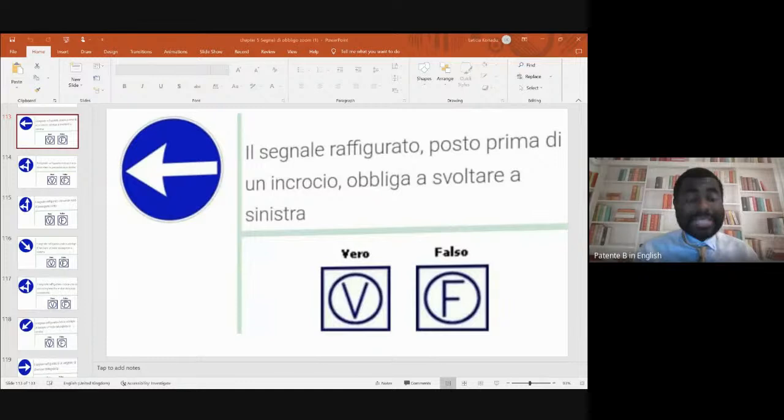And indeed, the answer to this question is true. So, il segnale raffigurato. So, this sign figure, posto prima di un incrocio. So, see this signal before you engage the junction. It obliges to turn to your left. And the answer to this question is true.